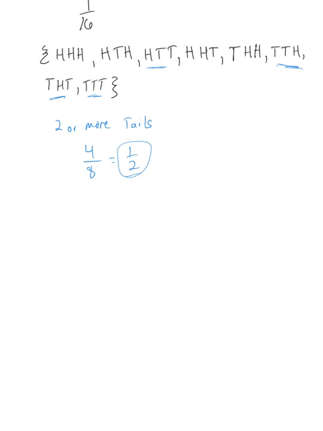What if we say, what is the probability of having at least 1 head? Well, we can count that. We have 1, 2, 3, 4, 5, 6, 7. That is a 7 out of 8 probability of having at least 1 coin landing on heads.